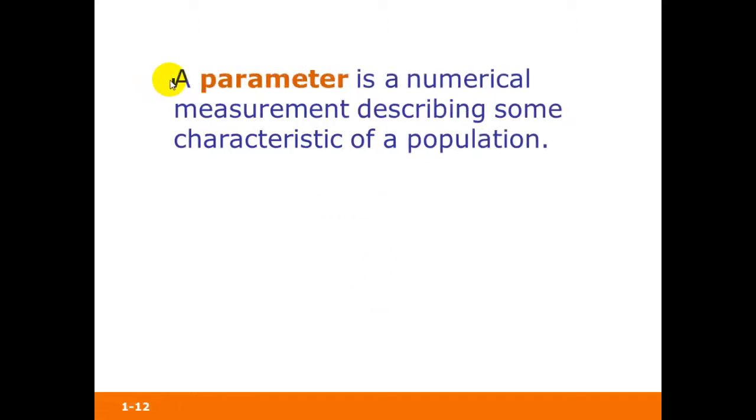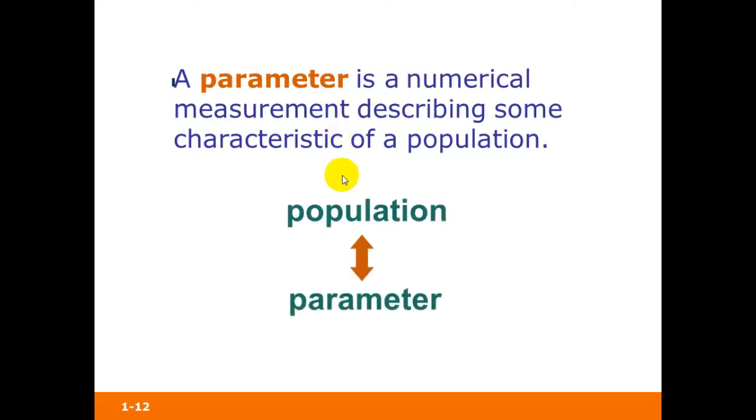If we have a census and we can collect information about the entire population, then any numerical measurement that we get from the census is called a parameter. So a parameter is some type of calculation that gives us a numerical measurement describing a characteristic of a whole population instead of just describing the sample. So population and parameter go together, and notice again that they both start with the same letter P.